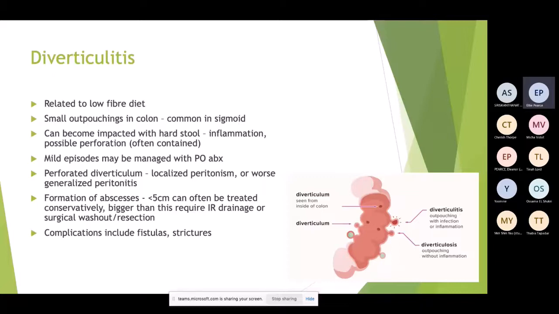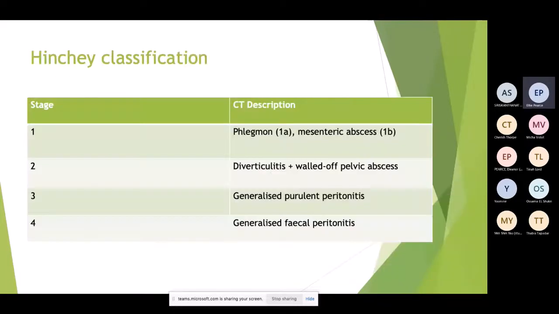We do Hartmann's procedures, for example, for diverticular disease. Complications of recurrent diverticulitis include things like fistulas and strictures of the affected bowel. The Hinchey classification is how we think about diverticulitis severity as seen on CT. Stage one is a small abscess. Stage two is an abscess, but it's walled off. Stage three is peritonitis with pus, and stage four is fecal peritonitis.